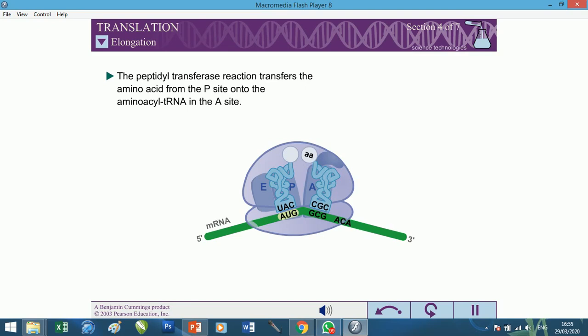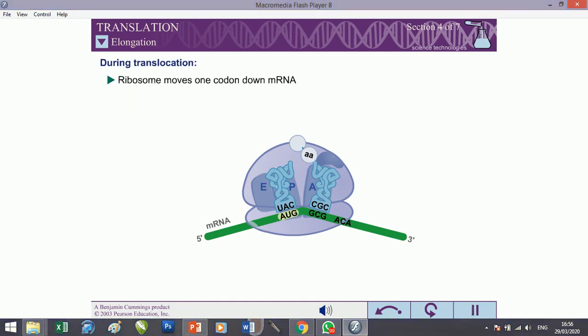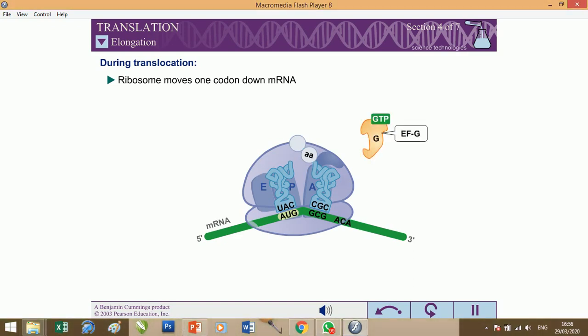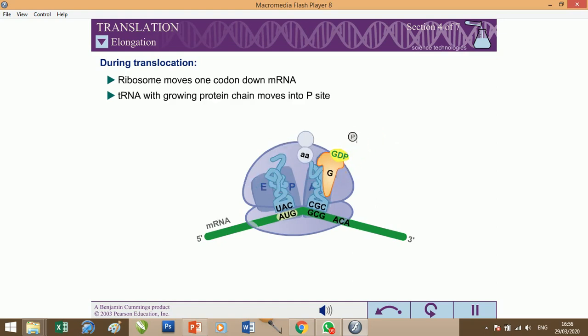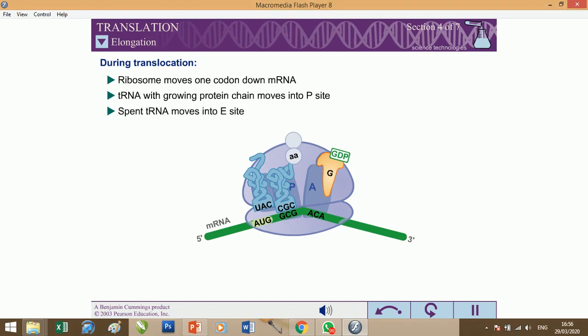Next, a peptide bond is formed between the amino acids. This reaction transfers the amino acid from the tRNA in the P site onto the aminoacyl tRNA in the A site. To prepare for addition of the next amino acid, the ribosome undergoes translocation, a process in which the ribosome moves along the mRNA to the next codon. Translocation is facilitated by elongation factor EF-G. The tRNA with the growing amino acid chain attached moves from the A site into the P site, and the spent tRNA in the P site moves into the E site.